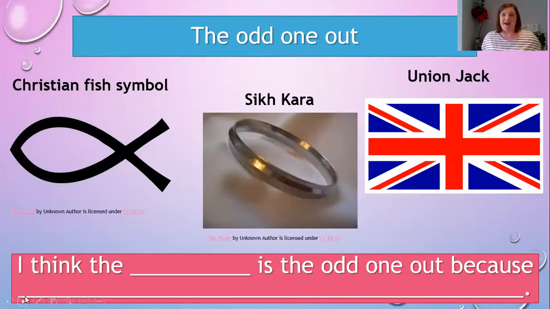We are going to move on now, and we're going to start thinking about the Christian community. Now, as you can see here, we've got a fish symbol that demonstrates that Christians believe that if they have that symbol, that's showing that they are part of the community. Let's have a think about what it actually means for the Christian faith. I'm just going to stop the share so you can see me.